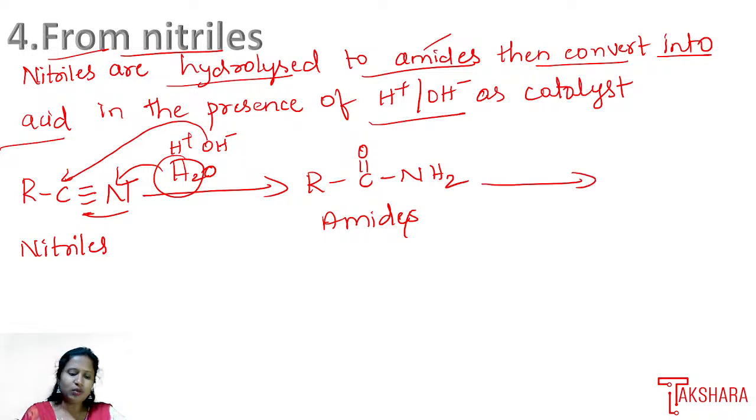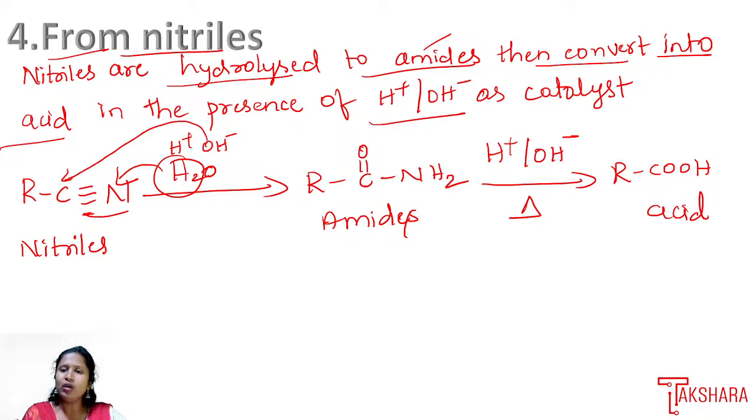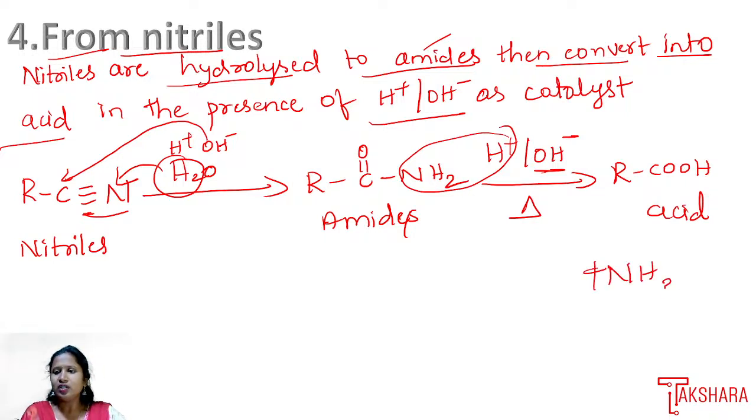When amides undergo reaction again with H plus or OH minus in the presence of this catalyst, RCOOH acids are obtained as products. This NH2 and H plus combine and are removed as NH3. So this is the preparation of acids by using nitriles.